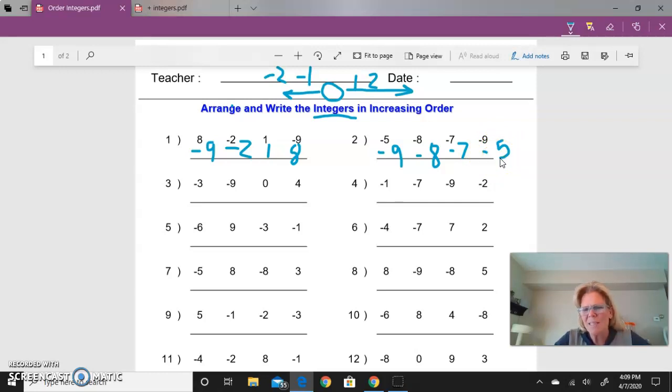So these are all pretty simple, I hope. So let's just do one more. If you want to pause the video, you can, and then check your work. So let's just do number 5. So you can pause, do it, and then check your work. So the smallest amount here, the coldest, the most amount of money owed, or the deepest in the ocean would be a -6, then -3, -1, and 9. Okay, so that's one way to think about ordering integers.